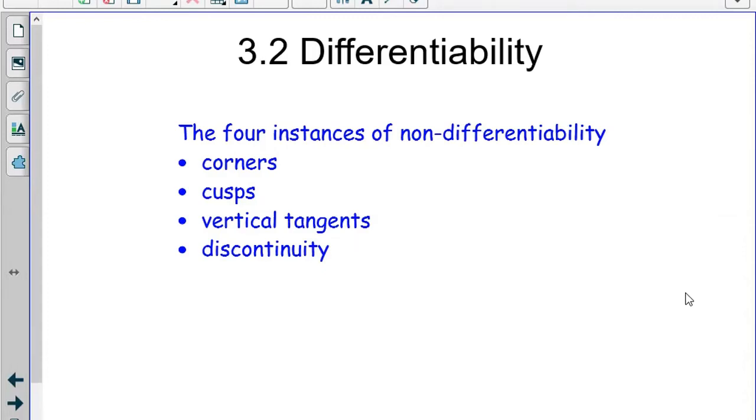Today's lesson is on differentiability. We're going to talk about the four instances of non-differentiability: corners, cusps, vertical asymptotes, and discontinuity.